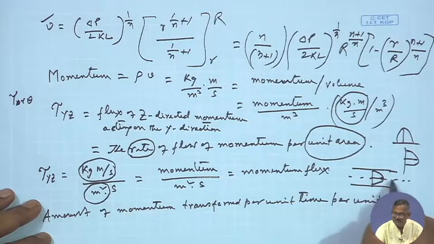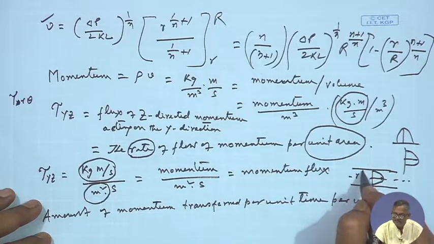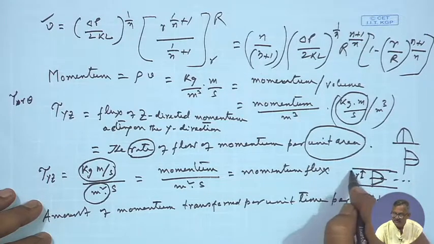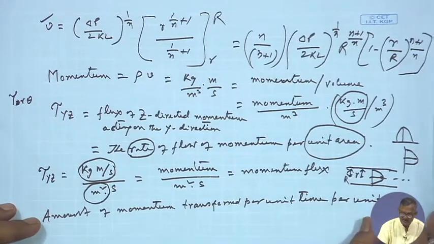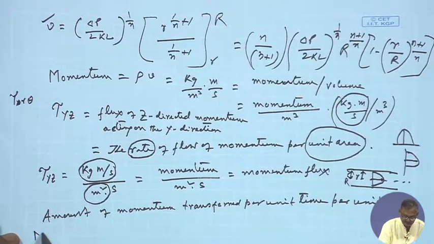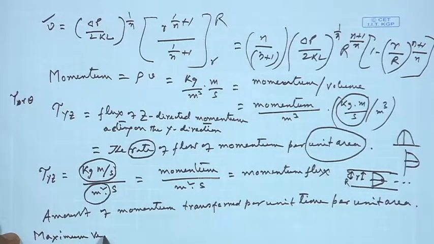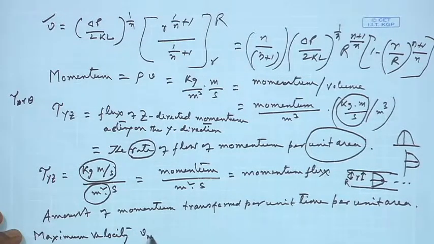So, if this is r and this is capital R, the maximum velocity we can write as V max, and that is true when r is equal to 0.